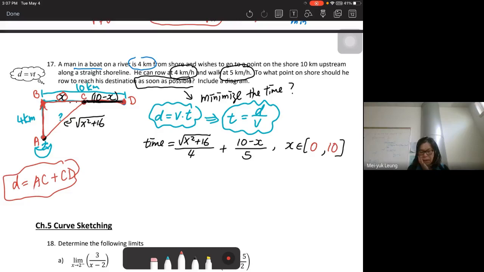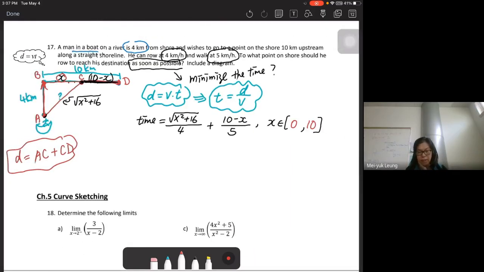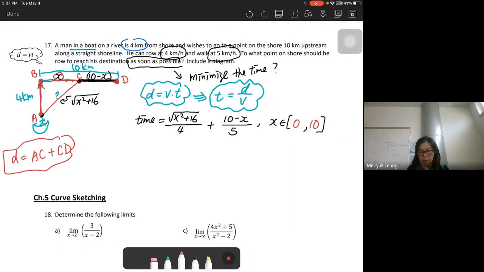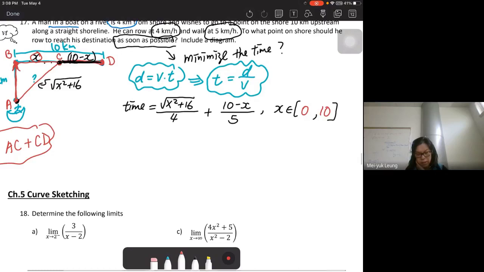So in this case we have the x value bounded by 0 and 10. That means when we try to find the absolute minimum value of the time, we can use the extreme value theorem approach to compare the different times at the critical number and also at the endpoints. All right, now let's get through this, finding the derivative of this function.